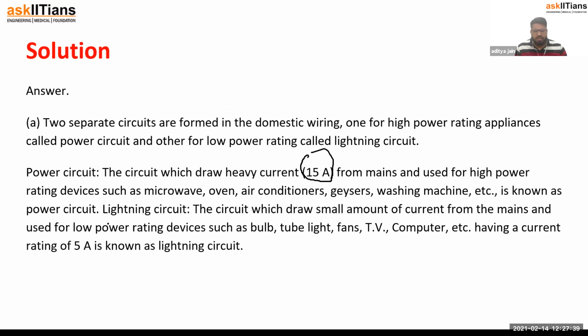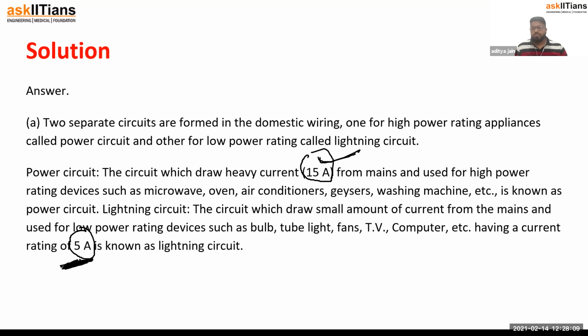One is of 5 ampere and another one is of 15 ampere. So a 15 ampere current line is required for high power rating appliances. Why? Because if you connect a low power rating appliance to a high power rating supply, suppose I require only 5 ampere for bulbs and fans, but I am giving it a 15 ampere supply, that 15 ampere will act as an overload condition for these devices. Getting my point? This 15 ampere line will act as an overload supply for the low power rating appliances.